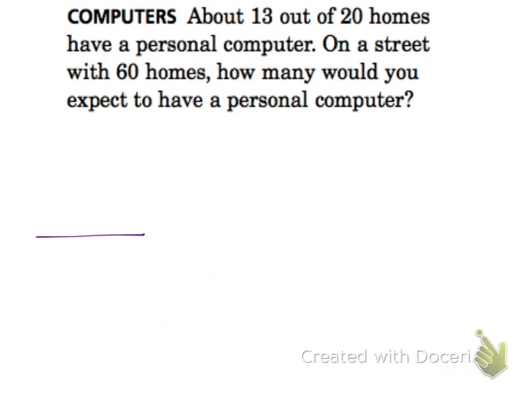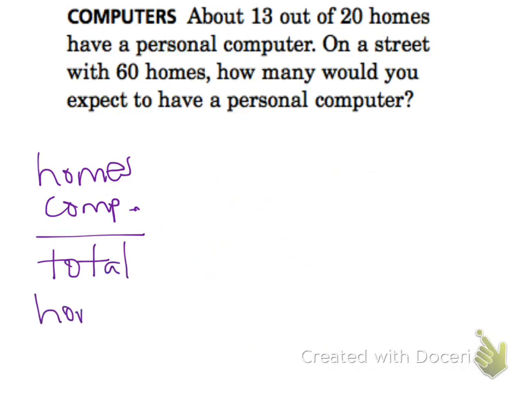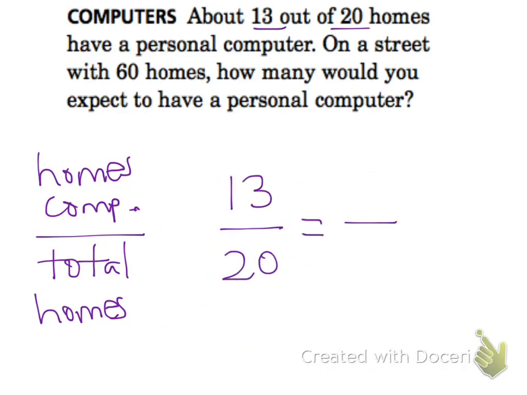So my two things I'm comparing is how many homes have a computer. I'm just going to abbreviate. The second thing is just how many total homes there are on that street. So 13 out of 20 have one, on a street with 60 homes. The 60 is how many total homes. So I don't know that.